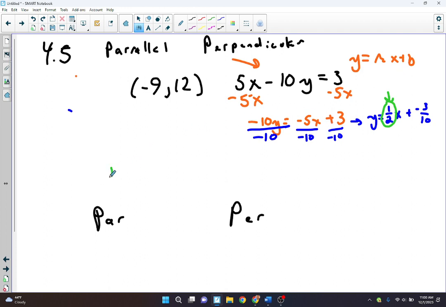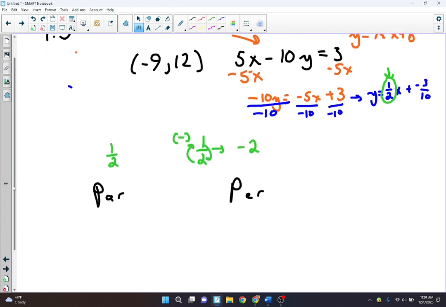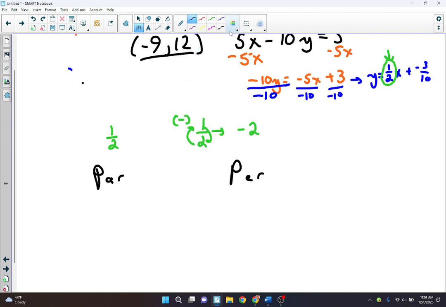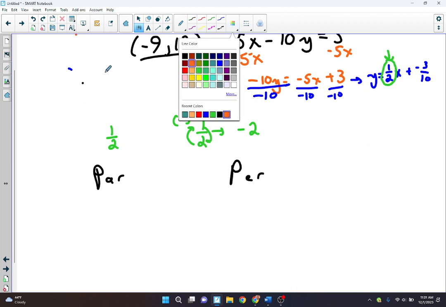So let's say it's parallel. So I have a parallel line here. I'm going to use the slope 1/2. But if I go look for perpendicular, I have to do the negative reciprocal. So the negative reciprocal is going to be flipping the fraction and switching the sign. So it's going to become negative 2/1, or just negative 2. For this, you use y equals mx plus b form.